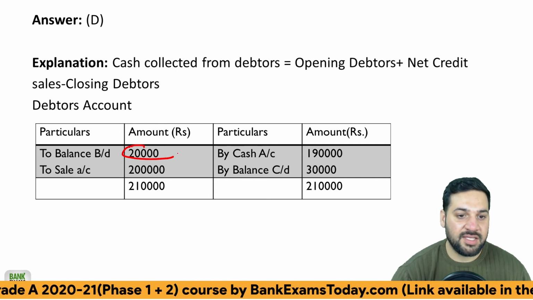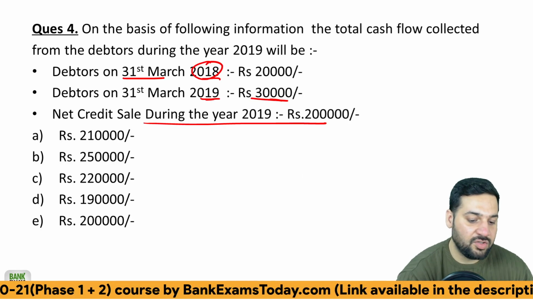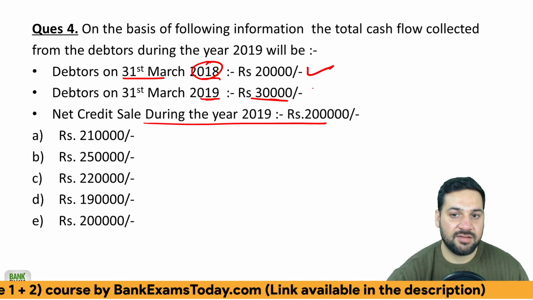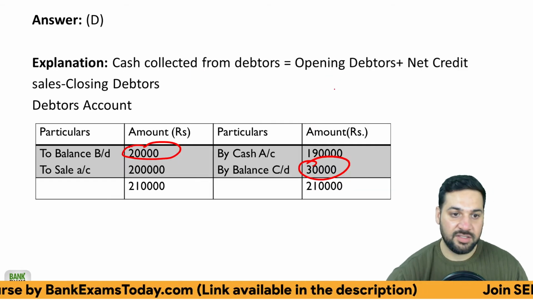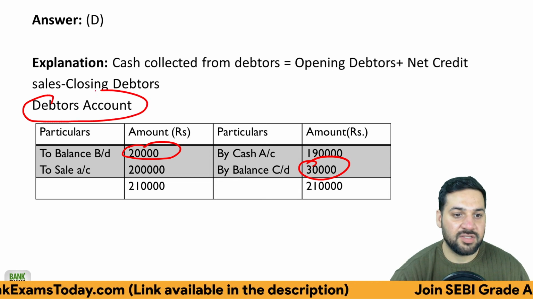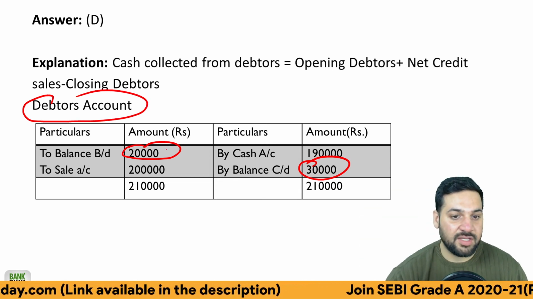This is the opening balance, okay? And this is the closing balance. Opening balance, closing balance. That's how an account is made. This is the account of debtors. Opening balance 20,000, closing balance.